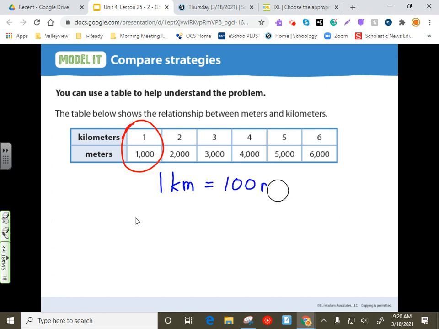1,000 meters. So you need to know that. So that's how you know where to start. And then from your one, in most cases, you just go by whole numbers. We got 2, 3, 4, 5, and 6. And we know that we're basically multiplying these all by 1,000 to get these answers. So again, conversion tables are great. You can see everything and literally see the patterns right there that you're going to be using.